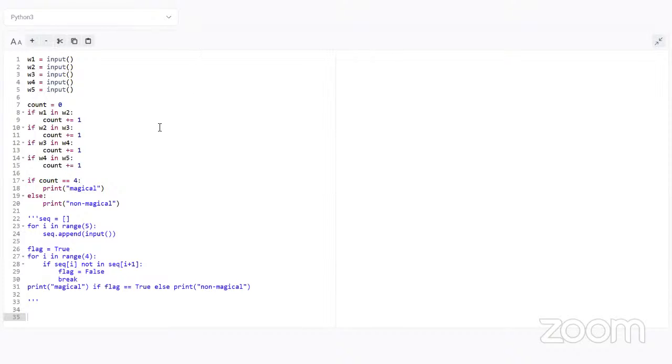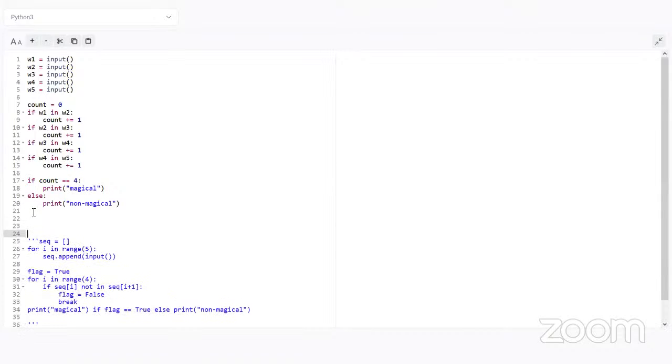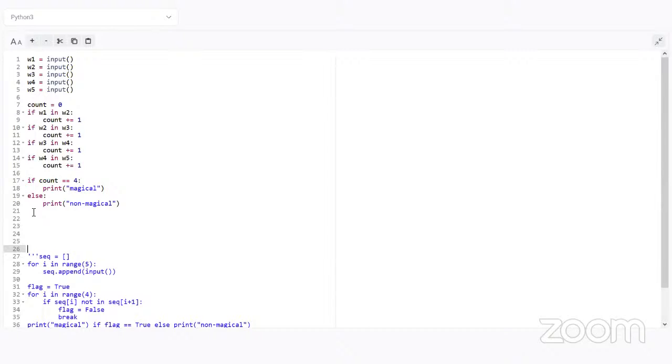I have a doubt, sir. Sir, all this if can be combined into one particular condition? Yeah, that totally can be done. You can actually use a flag. The thing is, let me repeat this. This is there in, and then you can say print magical, else print non-magical. Right, so let me repeat this.